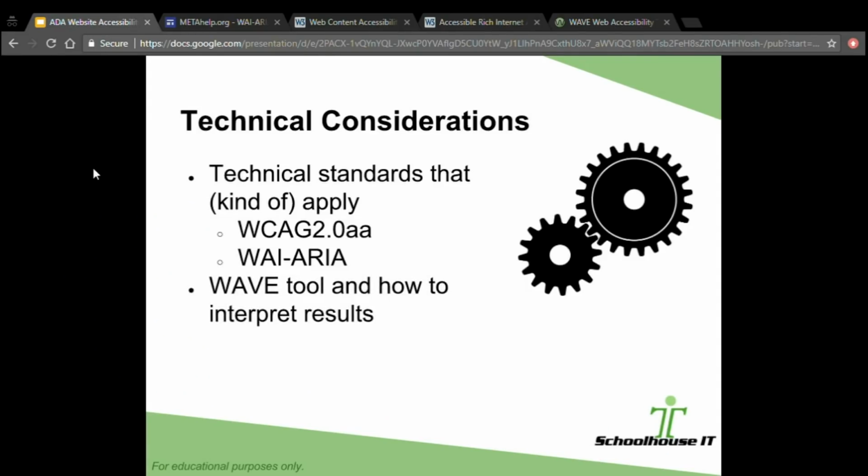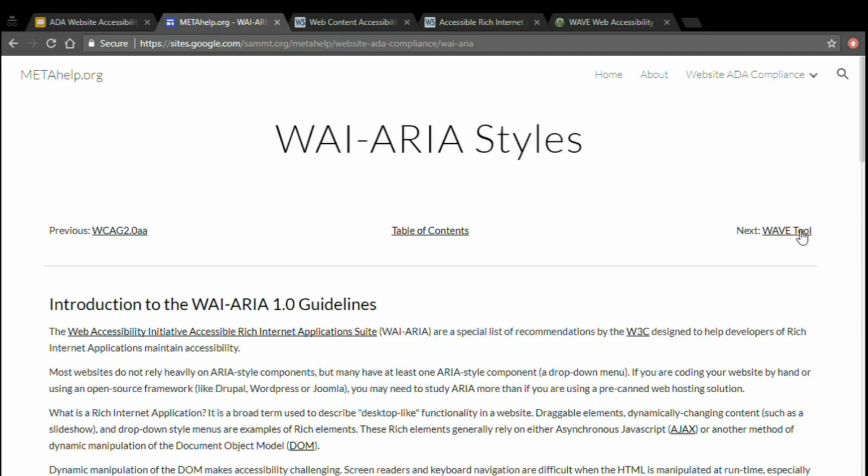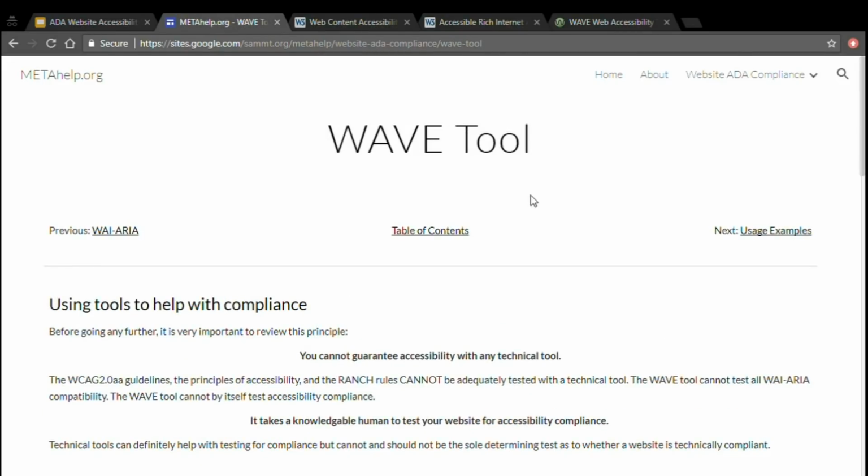The WAVE tool is a common tool used to check websites against WCAG 2 and other accessibility guidelines. It can be a very useful tool to gut check your website. Please remember that a website that passes the WAVE tool is not necessarily accessible. The metahelp.org website has a tutorial on how to use the WAVE tool.